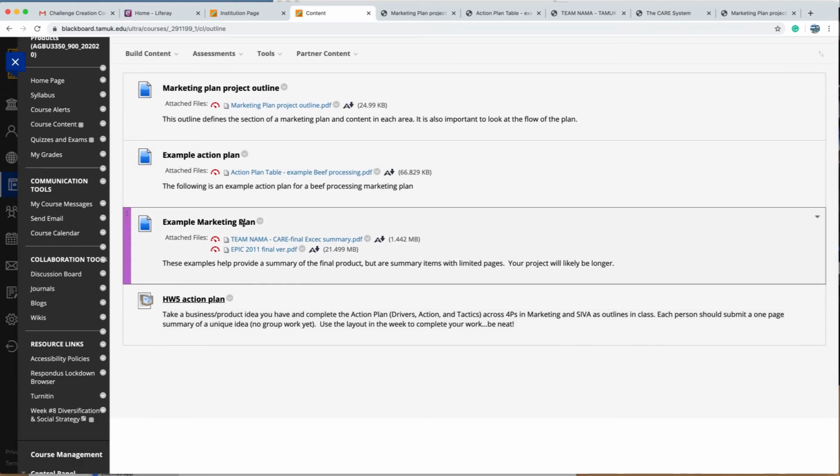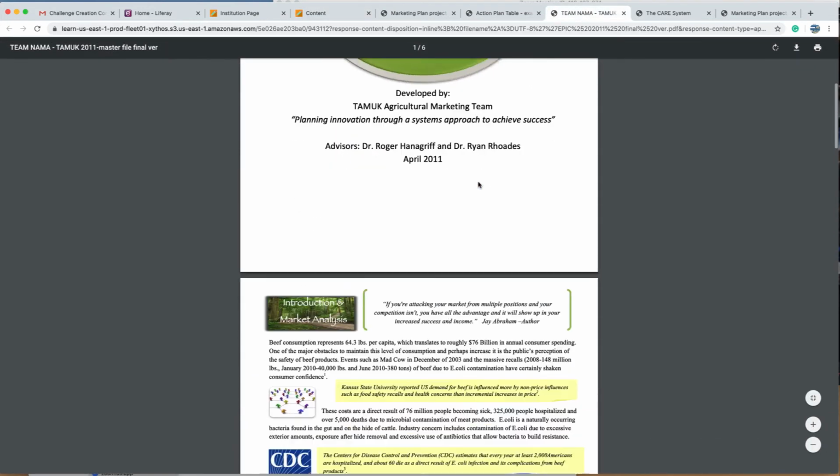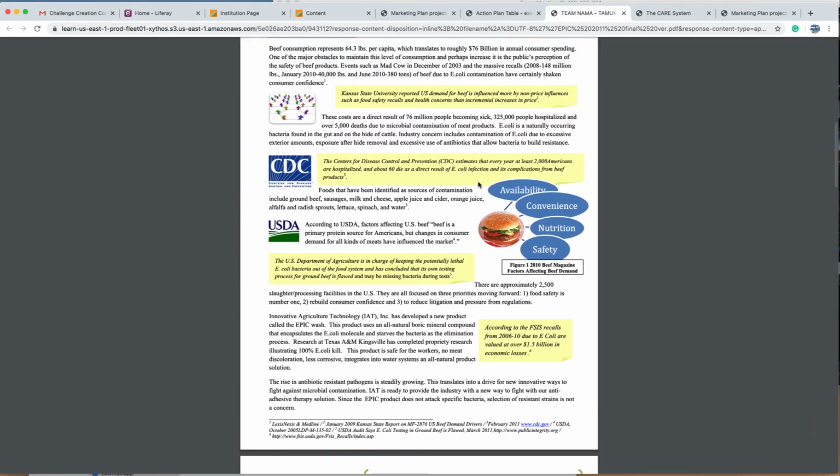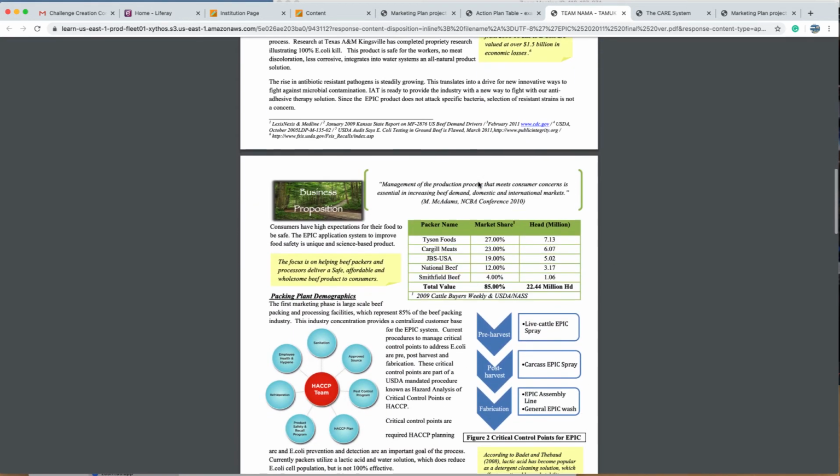Now, I've also got a complete marketing plan here, and there are 2 of them. They actually come from Texas A&M when we did a marketing team. There's the NAMA Care product, and then there's the Epic. Those are complete marketing plans. This is really hopefully what your final marketing plan would look like.